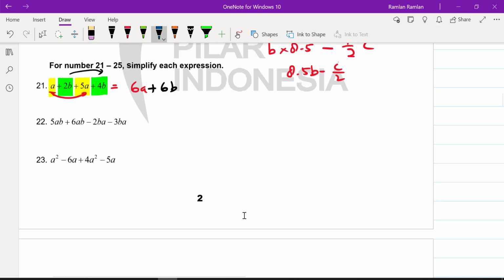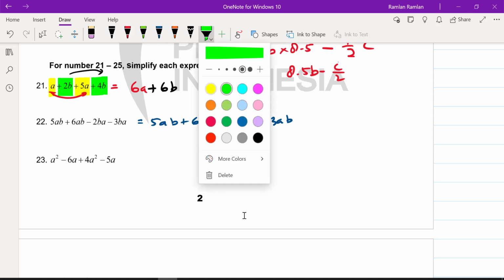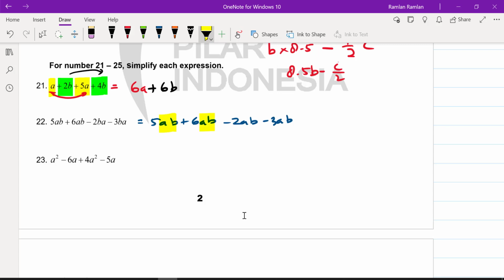So which means that I can rewrite this as 5ab plus 6ab minus 2ab and then minus 3ab. So everything is ab, because all of the terms have the same exact variable like this, right? So you only need to do the coefficient, which is this 5 and then plus 6 and then minus 2 and then minus 3, right? 5 plus 6 is 11. 11 minus 2 is 9. 9 minus 3 is 6. So there'll be 6ab. Okay.